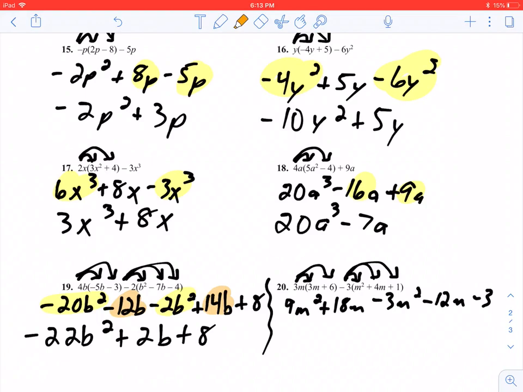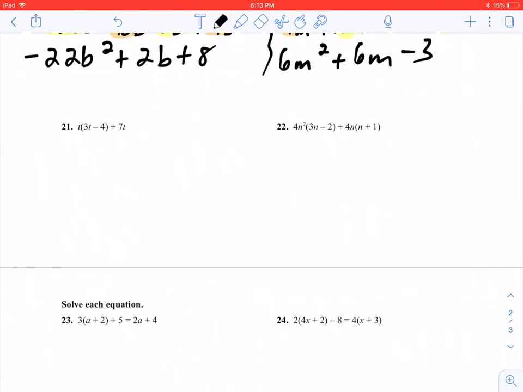Now going through, this and this are like terms. This and this are like terms, and then we have our minus 3 by itself. So we have 6m to the second, so 9m squared minus 3m squared is 6m squared. 18m minus 12m is 6m, and then we have our minus 3. Okay, guys, two more.